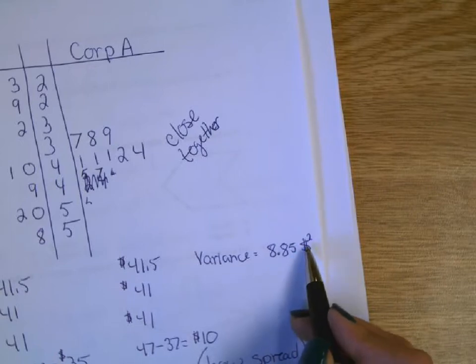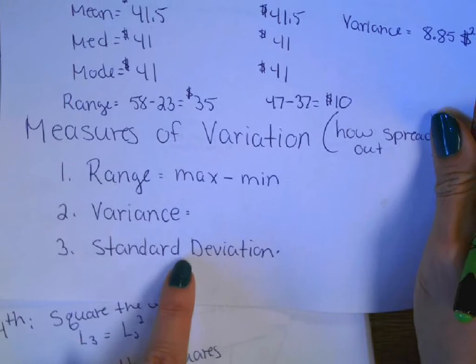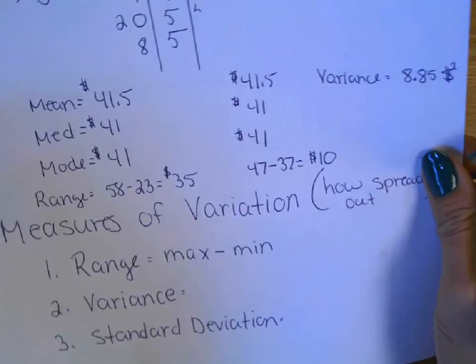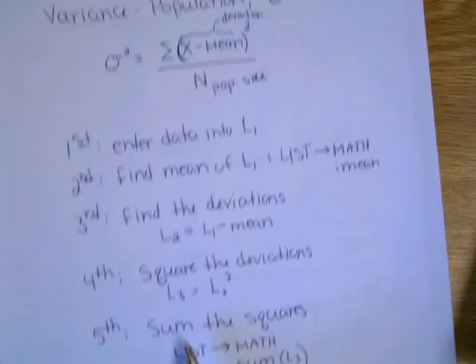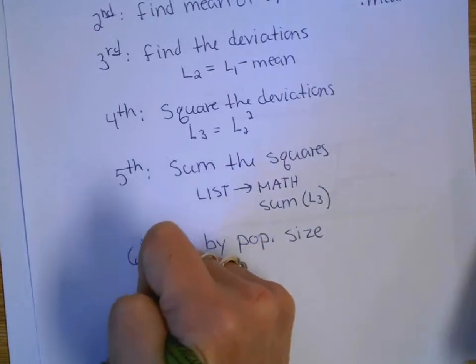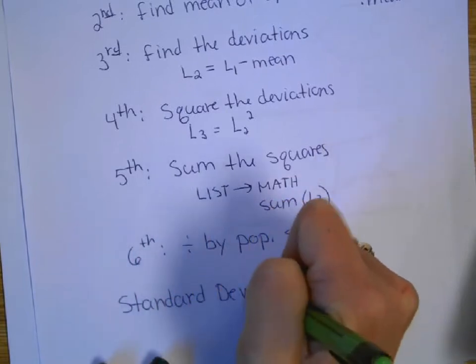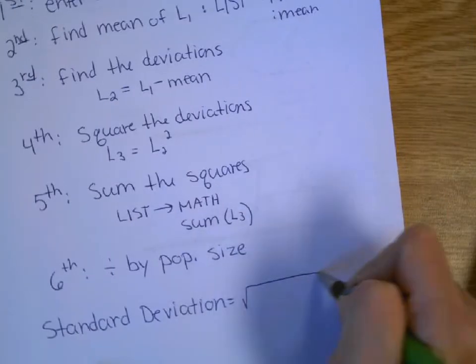So to fix that, all we've got to do is square root this answer. If I square root the answer, I'll be back down to dollars. So when we square root variance, we create standard deviation. Standard deviation is the most often used descriptor for how spread out a data set is. So, this was all of the steps to get variance, and now to get standard deviation is just the square root of variance.